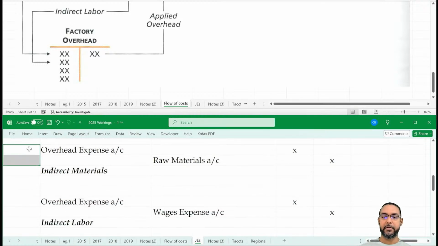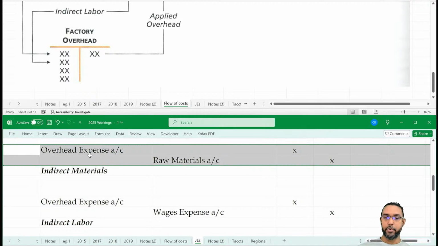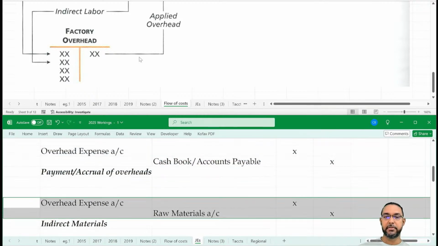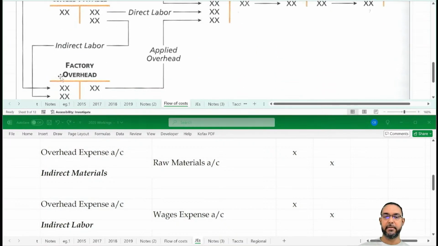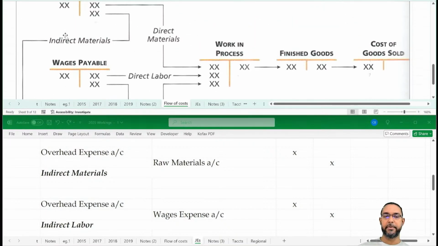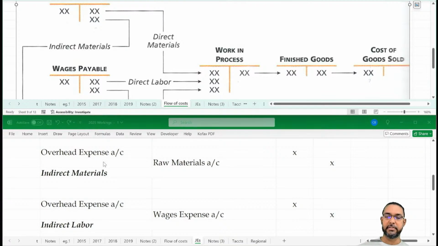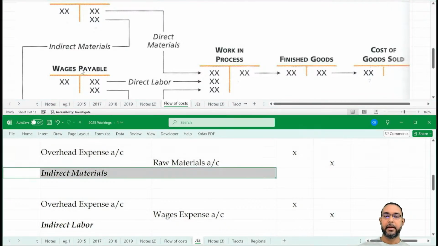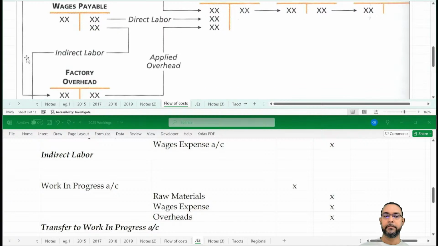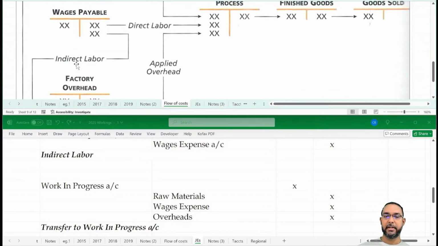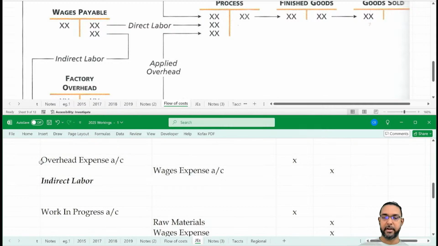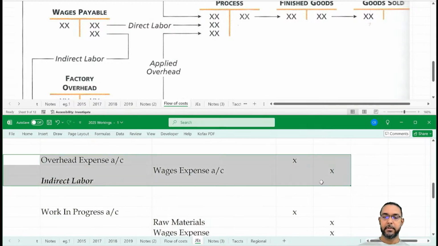All right. Now the other couple of ones down here, right? So same thing, right? You have your debit to overhead expense and credit to raw materials, right? So the debit to overhead, this one here with the credit coming from raw materials as the indirect materials, as you can see labeled here. And then we have a similar debit to overheads, the credit being to wages payable, right? And that is for your indirect labor. That's this one here, right?